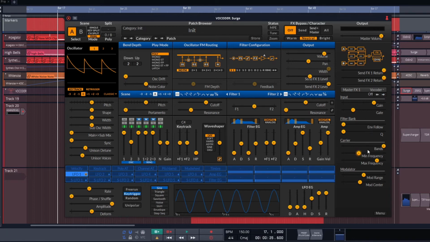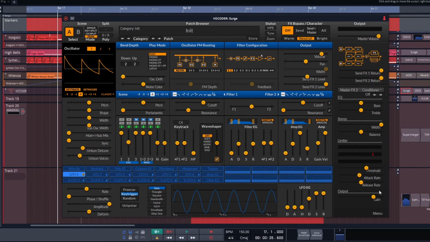As you can see, we've got two sliders down here, which say min frequency and max frequency. These two faders determine the frequency range on which the 20 bands of the vocoder are being applied to the carrier. For this sound in particular, the min frequency is around 260 Hz and the max frequency is around 7700 Hz. On the last slot in the effects chain, we've got a conditioner applying some compression to the sound.